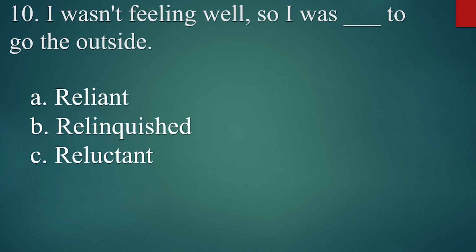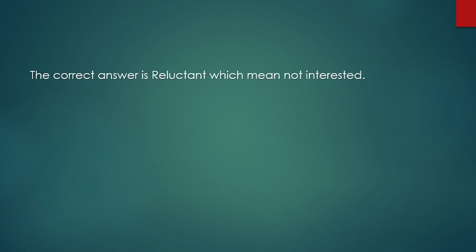10. I was not feeling well, so I was to go outside. A. Reliant. B. Relinquished. C. Reluctant. The correct answer is reluctant, which means not interested.